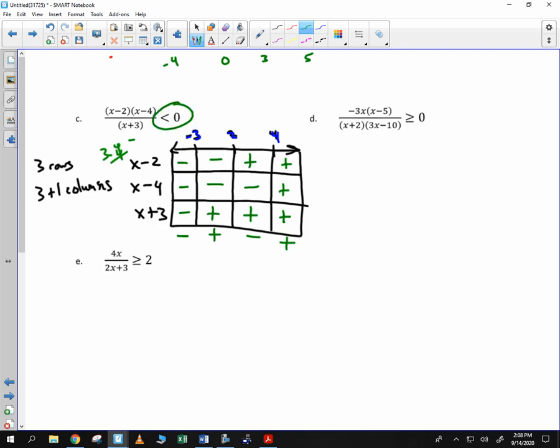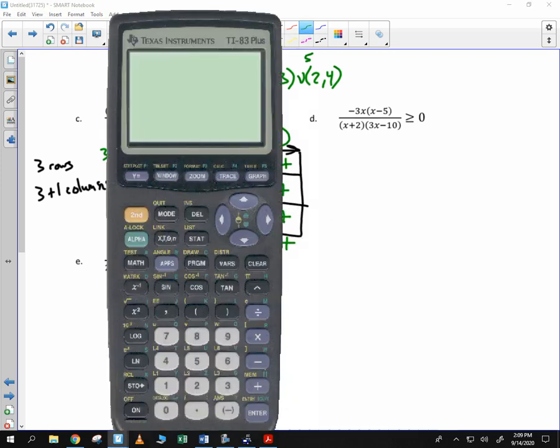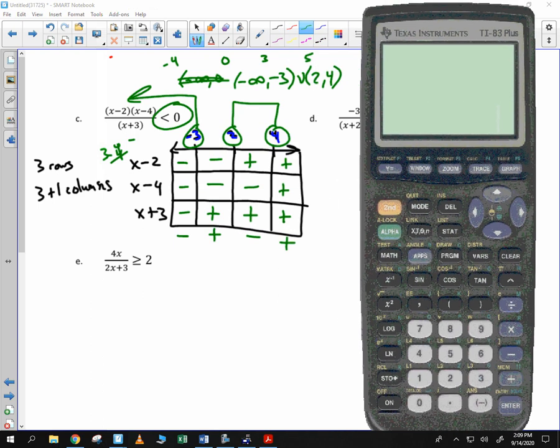So this is wondering where it's less than 0. It is less than 0 wherever it is negative. So in this region it's negative, and in this region it is negative. So therefore, my solution set is from negative infinity to 0, or to, I'm sorry, negative infinity to negative 3, union with 2 to 4. That's my solution set.